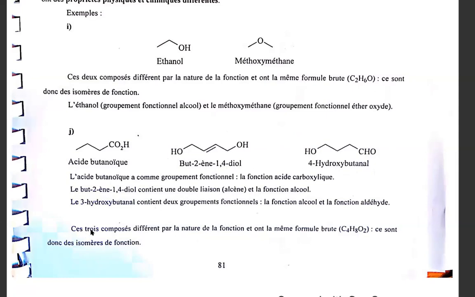So it says here, les trois composés différents par la nature et la fonction, elles ont la même formule brute, which is C4H8O2. Ce sont les isomères de fonction. So what makes the difference between these isomers is just the functions. This one here has a carboxylic function, and this one here has 2 alcohol functions, and we call it a diol. Then we have one that has a hydroxyl and an aldehyde function, which is carbonyl. So this is where we have the 3 different isomers found in the isomérie de constitution.